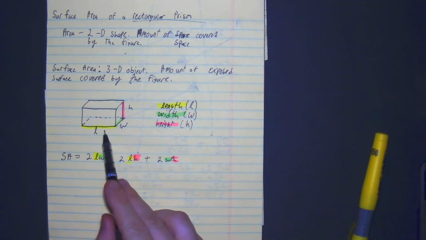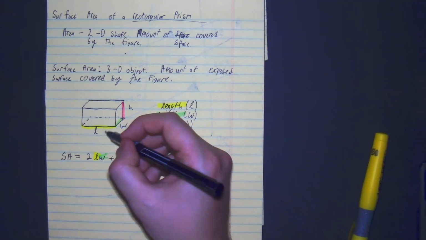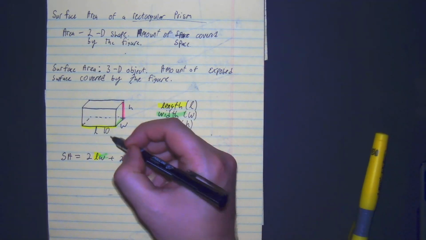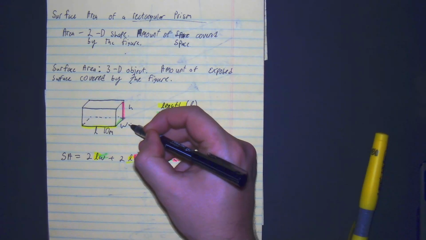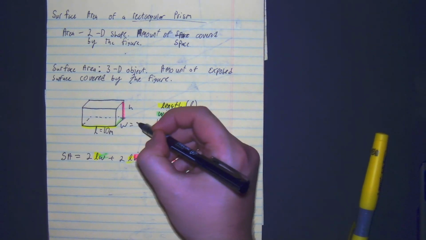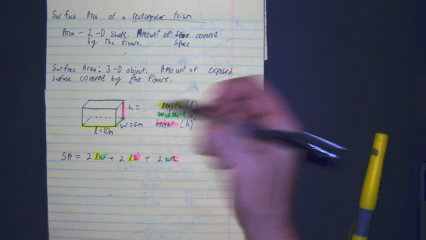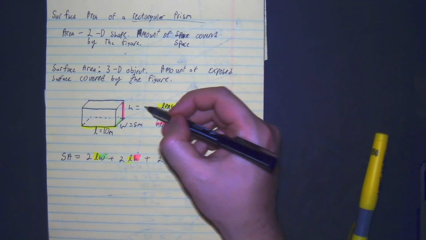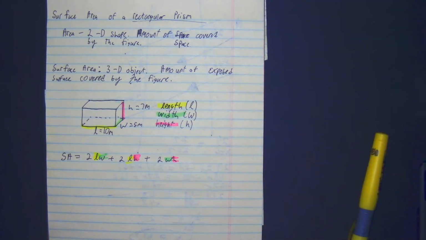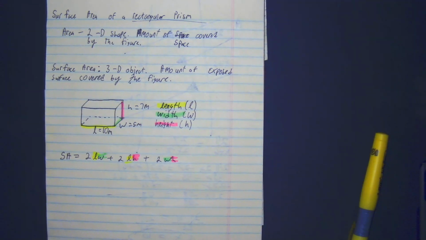So if this was just say 10 meters, this is 5 meters, we have, let's just say 7 meters. You can kind of work with it here, and you just plug everything in, and it's kind of just what you see is what you get.